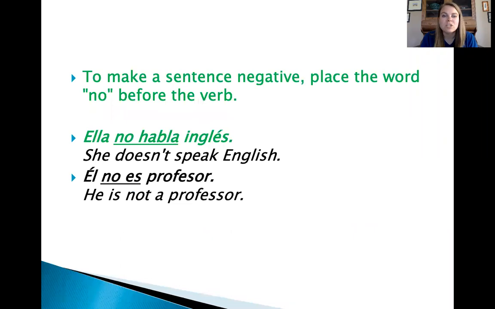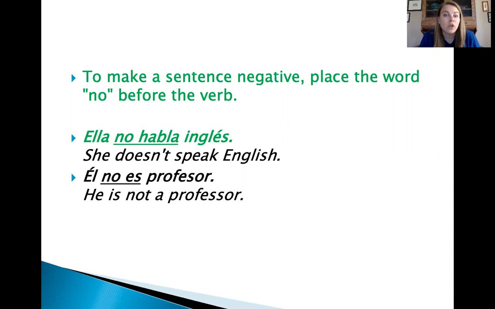Well, first off, to make a sentence negative, you just put the word no before the verb. We've talked about this before, you've seen it before, but I wanted to make sure that we started off with that. So I can say ella no habla inglés to mean she doesn't speak English. I cannot say ella habla no inglés. That does not work in Spanish.